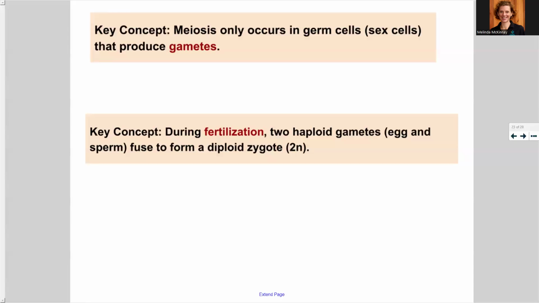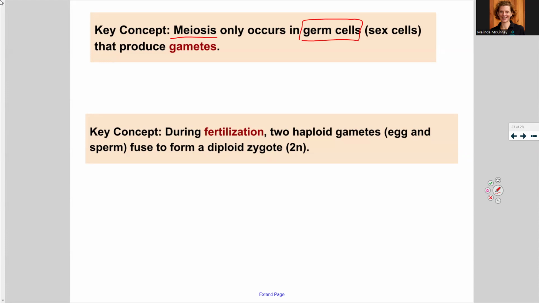This Bio 181 video is on chapter 11, which is on meiosis, the type of cellular division that results in genetic diversity and is associated with sexual reproduction. So meiosis only occurs in cells that are called germ cells. So that's a vocabulary word.